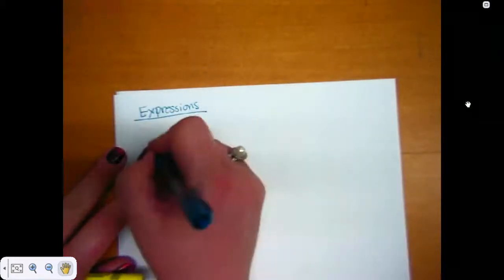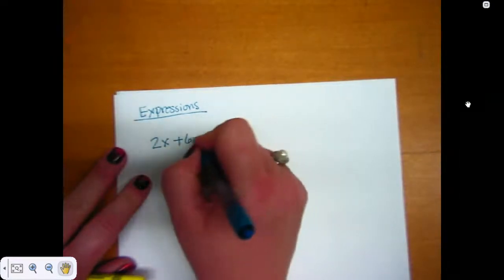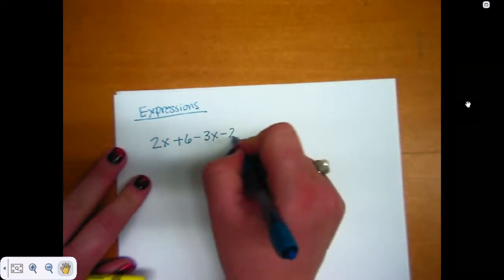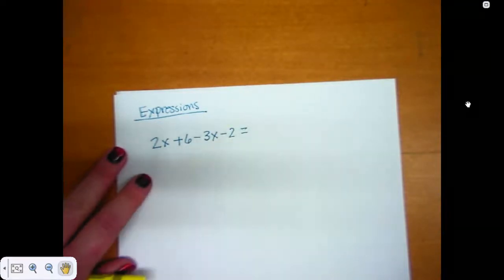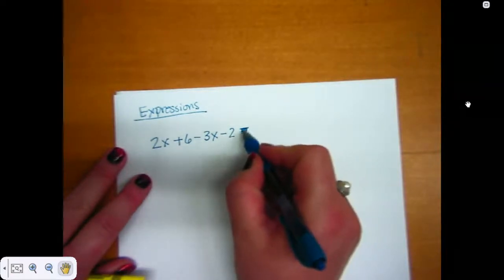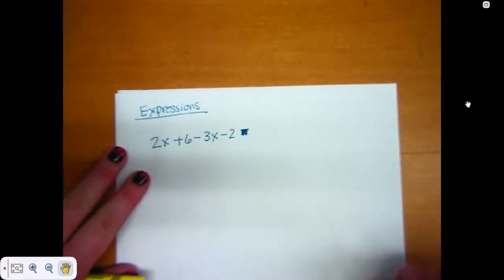So if I had 2x plus 6 minus 3x minus 2. Remember, I don't need an equal sign because this is an expression. I'm sorry, I shouldn't have done that. No equal sign. Hopefully you can erase yours.